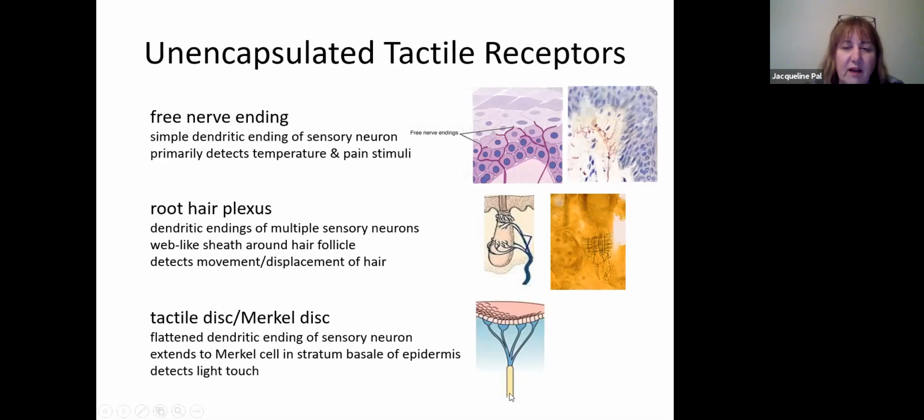When we look at this one, we've got this neuron whose sensory dendrites, the ends of them have been kind of flattened down, almost like this cup shape, so that they can cup up against a Merkel cell in the stratum basale. And so these are the ones that are activated with the super light touch, like with the feather. So that's it for the 3 unencapsulated.